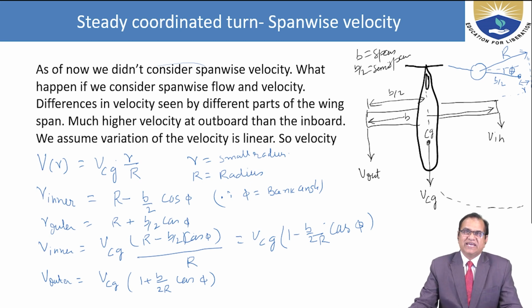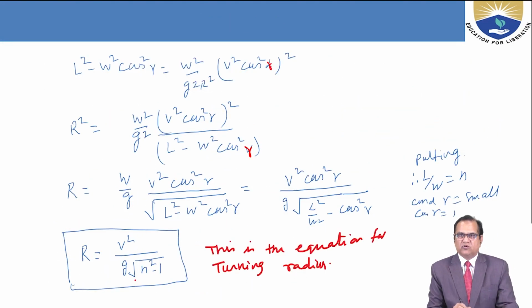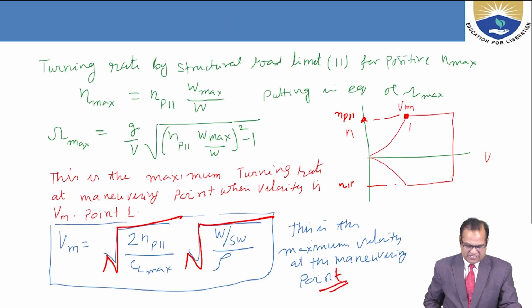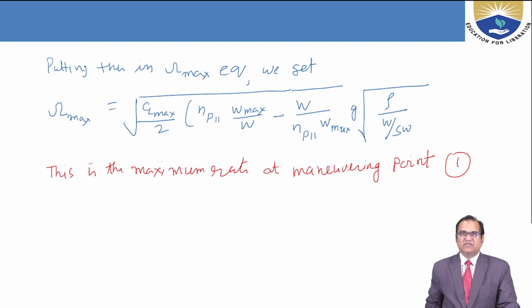Now we will discuss steady coordinated turn with span-wise velocity. As of now we have seen the radius of turning, V square by g under root n square minus 1. And then we have seen the turning rate, and we got the maneuvering velocity Vm, and this maneuvering velocity depends upon the load factor, CL maximum, weight and wing loading, also the altitude of the aircraft. Then we found the maximum turning rate, which is equal to under root CL max by 2 NPLL W max by W minus W by NPLL W max, times g under root rho by W by S_W. This is the maximum rate at the maneuvering point.